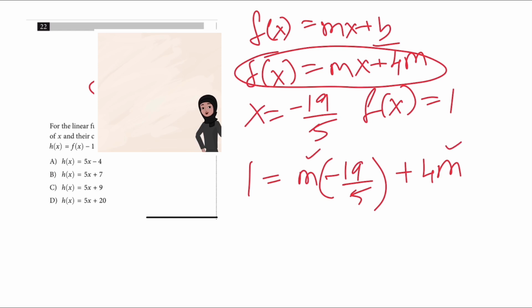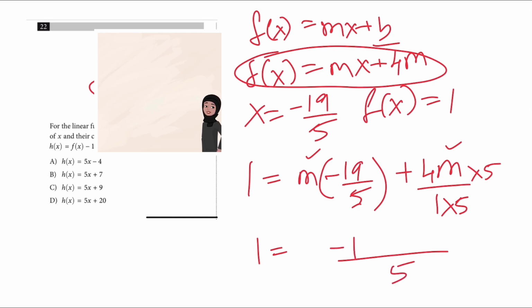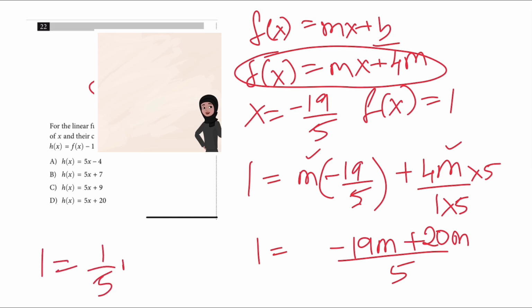Since both of these terms are m terms, we can add them. So since we have to add fractions, we need a common denominator. So 1 will be equal to, so I'll multiply and divide the second term by 5. So I have a common denominator. So here I'll have negative 19m plus 4 times 5 is 20, so plus 20m. So that means 1 is equal to 1 by 5 m.